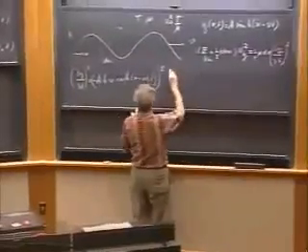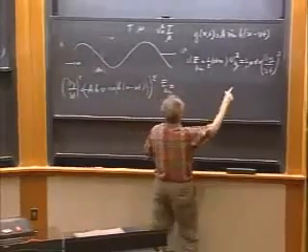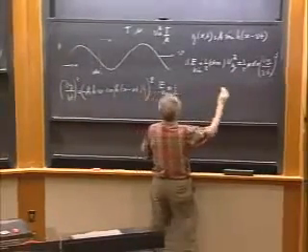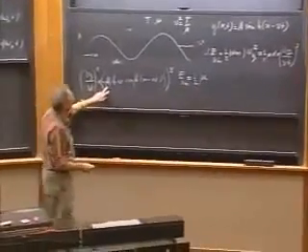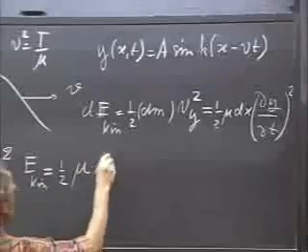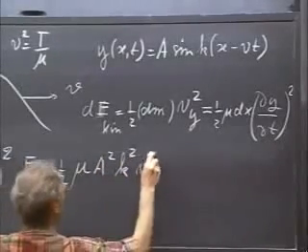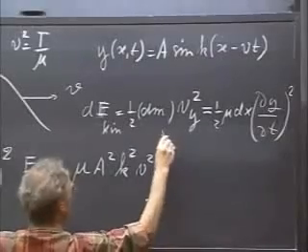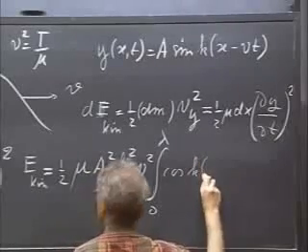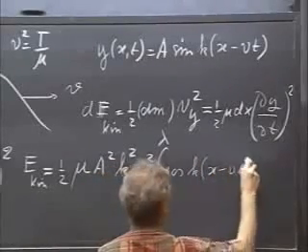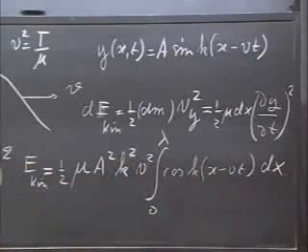I'm going to write down here now E kinetic. Now follow me closely. I have a half. I have a mu. And then I get the dy/dt squared, so I get an A squared, I get a k squared, I get a v squared. And then I get the integral from 0 to lambda of this function, cosine squared of kx minus vt, and then I have my dx. That's what the integral is in the direction of x, yeah?